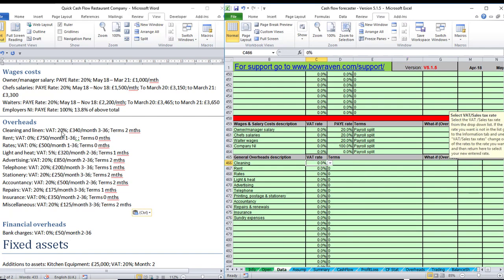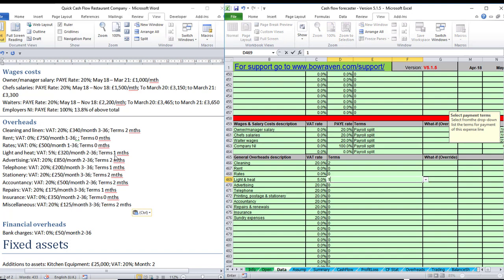So the very first one, cleaning, is 20%, rent and rates are 0, light and heat is 5%, and then all the rest, apart from insurance, is 20%. So I'll just quickly run down those. And then our terms, let's deal with those next. So cleaning is paid in 2 months, rent and rates are 0. As in effectively cash payments, and they come out of the bank straight away.